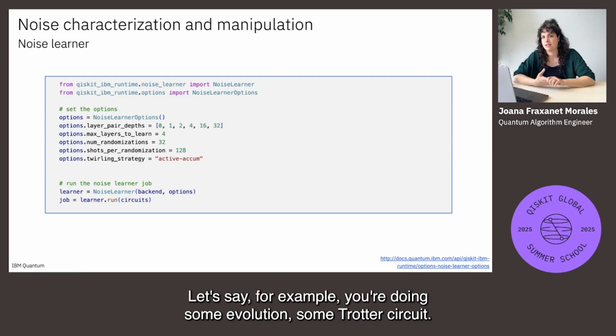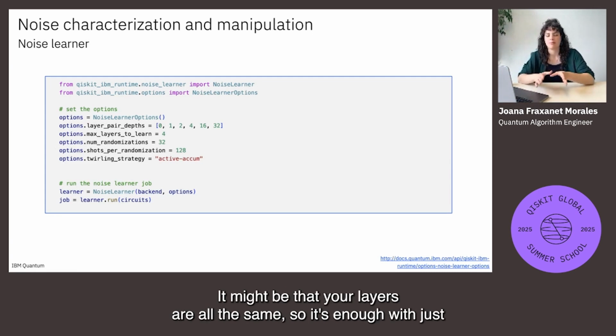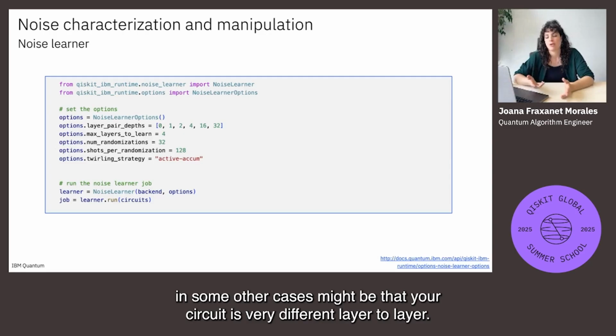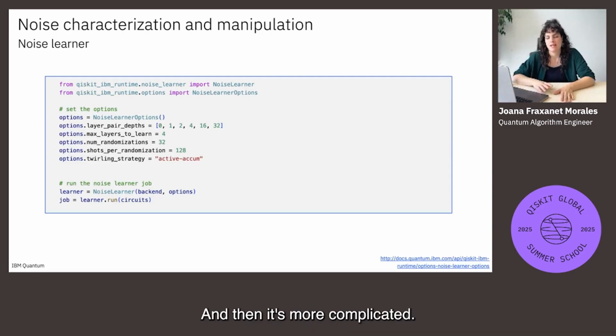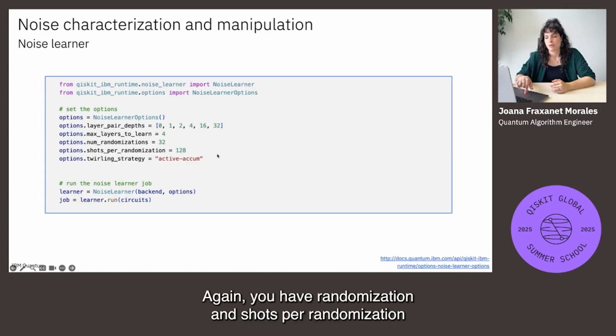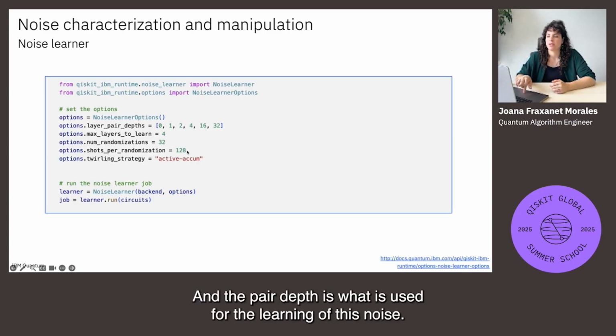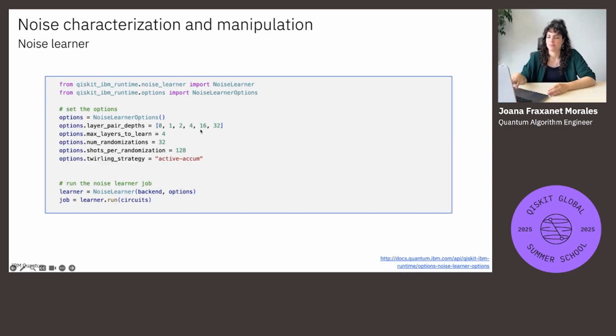In many cases, let's say, for example, you're doing some evolution, some Trotter circuit, it might be that your layers are all the same. So it's enough with just learning 2 of them because then you're just repeating. In some other cases, it might be that your circuit is very different, layer to layer, and then it's more complicated. Again, you have randomizations, then shots per randomization, because we're performing Pauli twirling. The strategy is the same, and the layer depth is what is used for the learning of this noise.